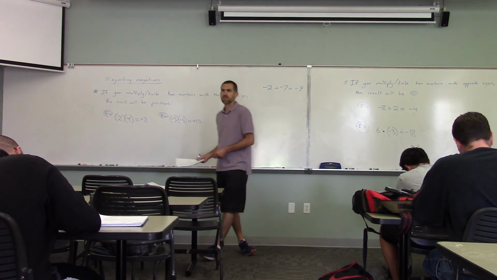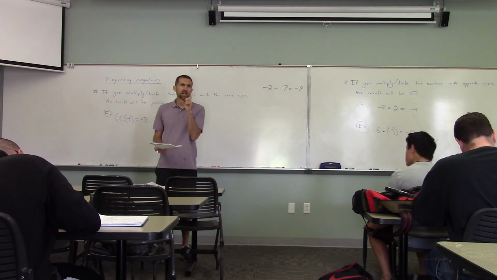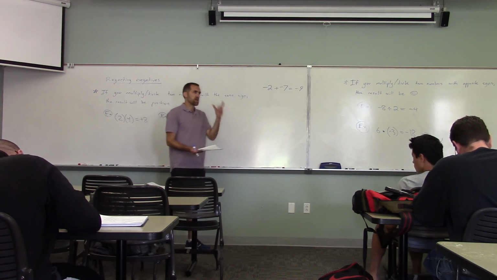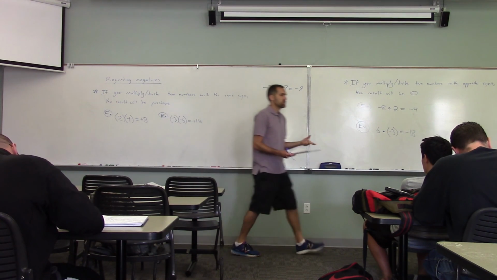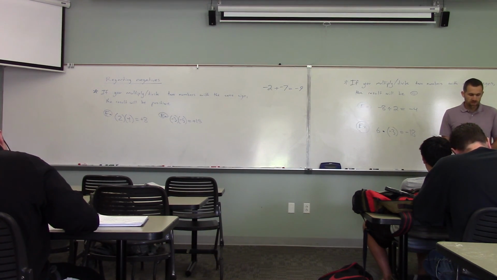Quick examples. If you multiply two things with different signs, the result is negative. If you divide two things with different signs, the result is negative. So it's all about same signs or different signs, not 'two negatives make a positive.' And that's all the notes I'm going to give you today.